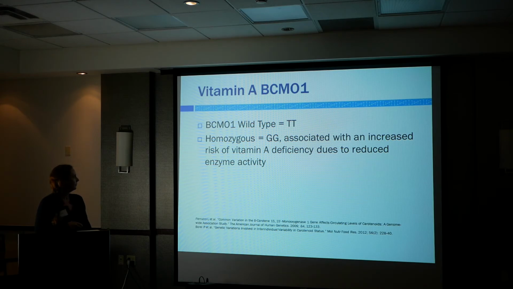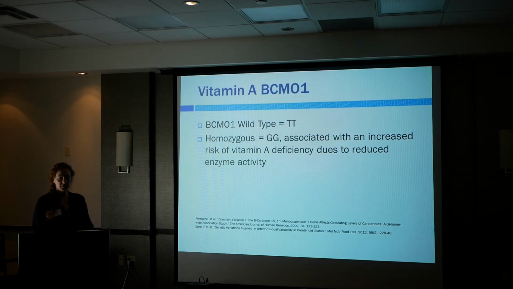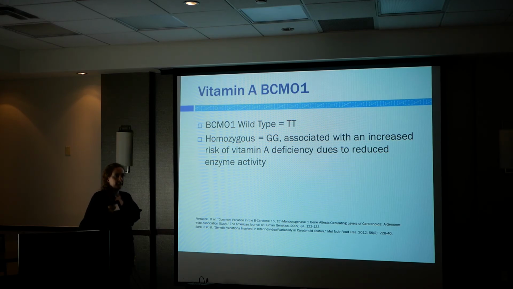The wild type, the normal functioning type of this gene, is the TT alleles. If you have GG, this is associated with decreased enzyme activity and an increased risk for active vitamin A deficiency. Yeah. But what about other sources of vitamin A, such as eggs?